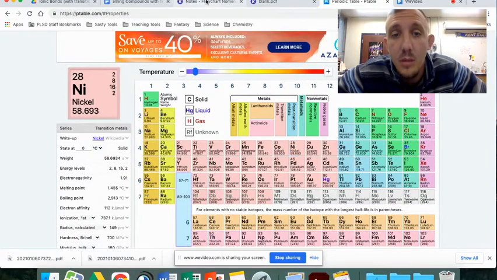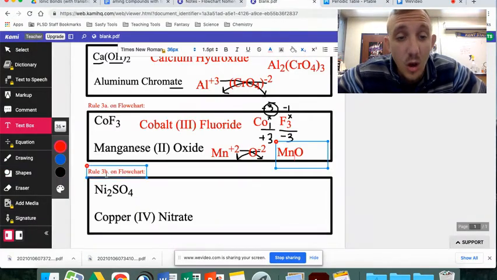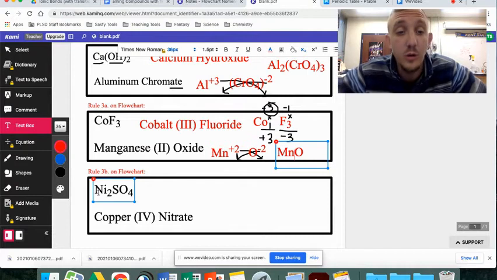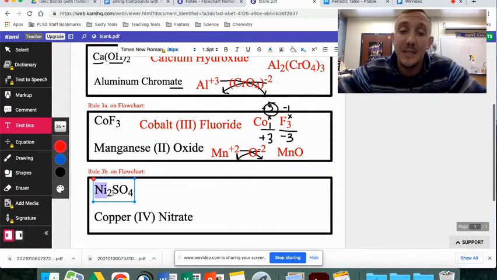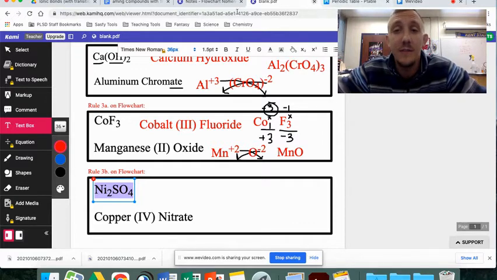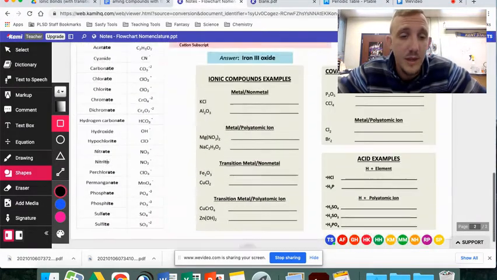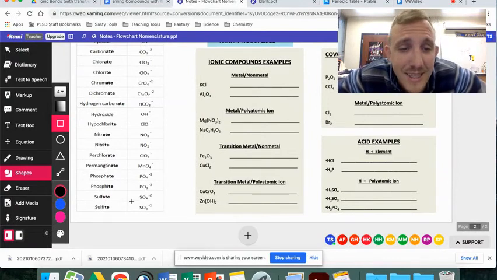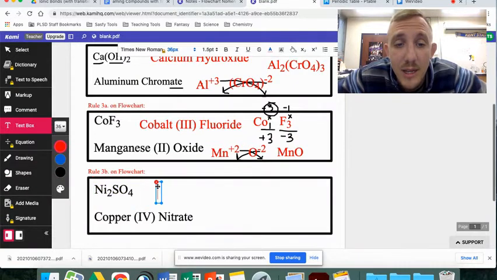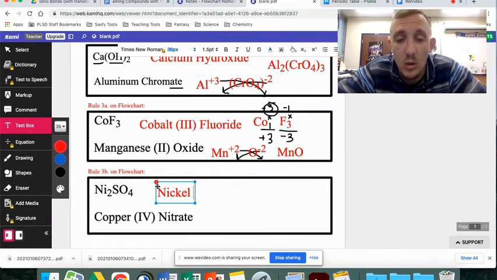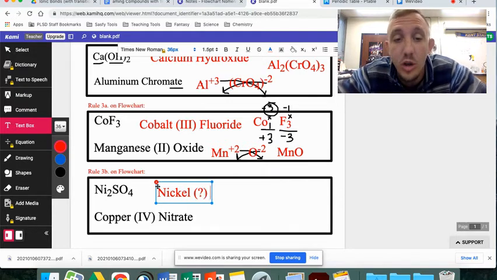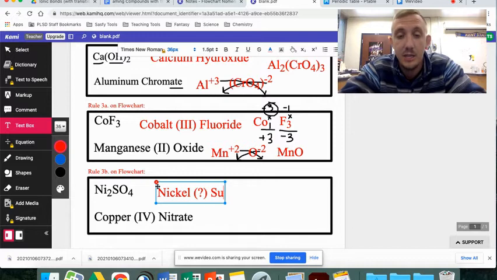It falls under my transition metals. But I also have SO4. If you notice, I know there's a polyatomic because I have more than 2 elements. So SO4, if I look it up on my flow chart, is a sulfate. Now, how I would name this is going to be nickel. And remember, I have to figure out my charge. I don't know what the Roman numeral is, so it's going to be nickel something sulfate.